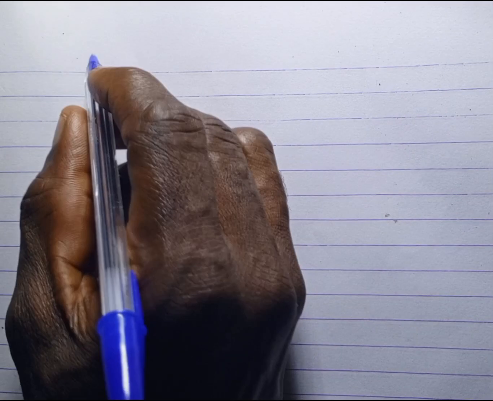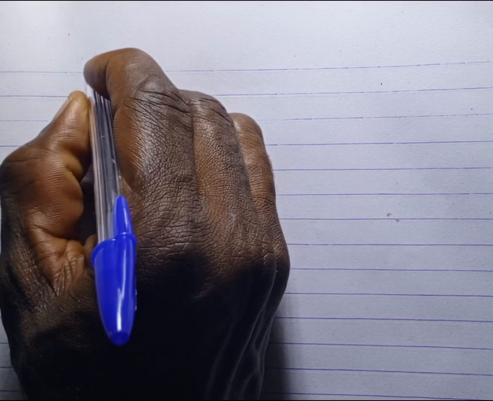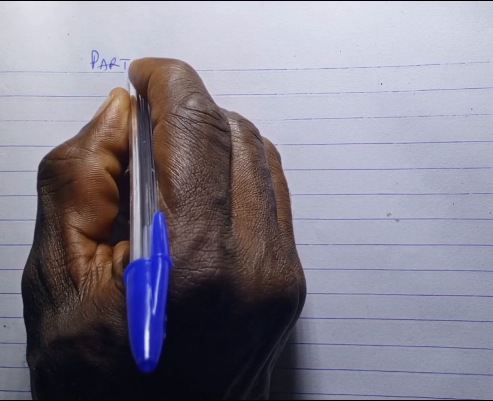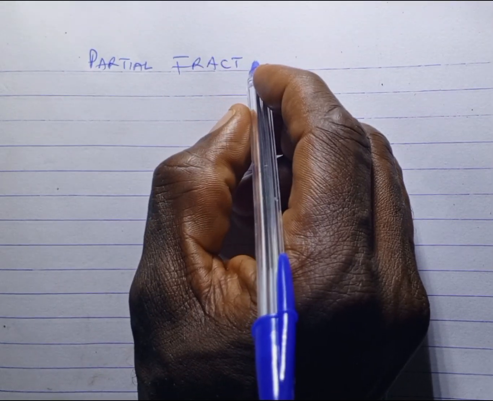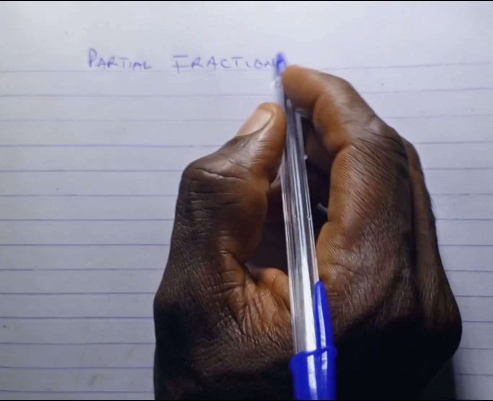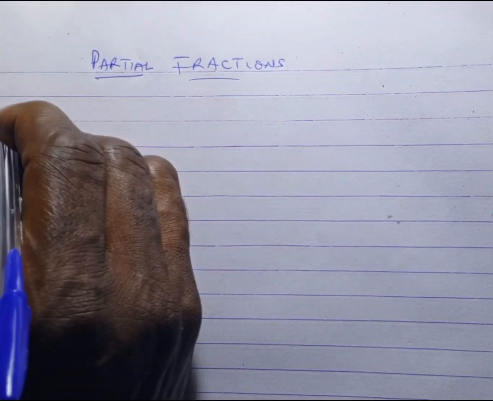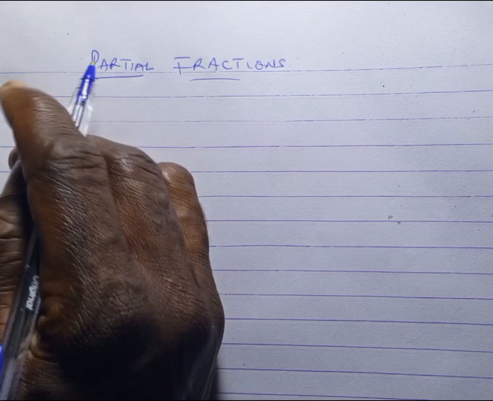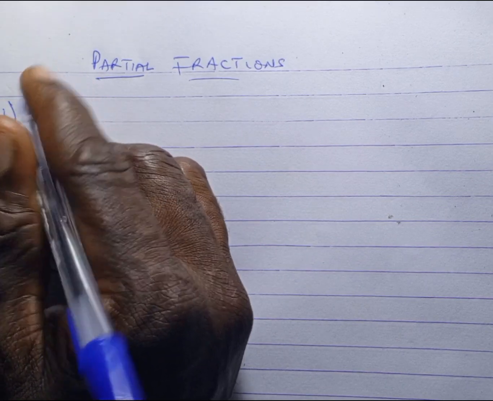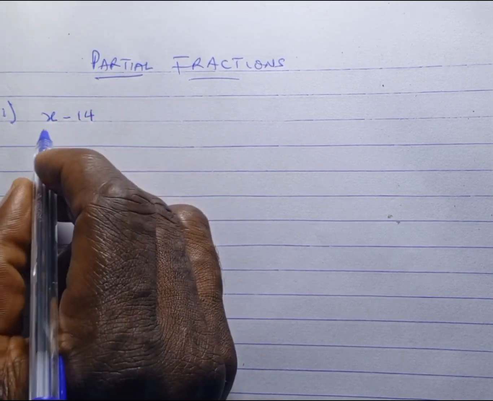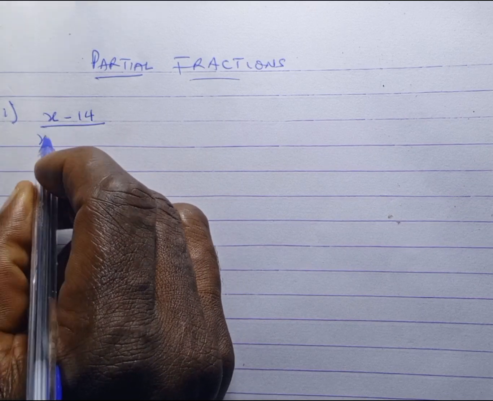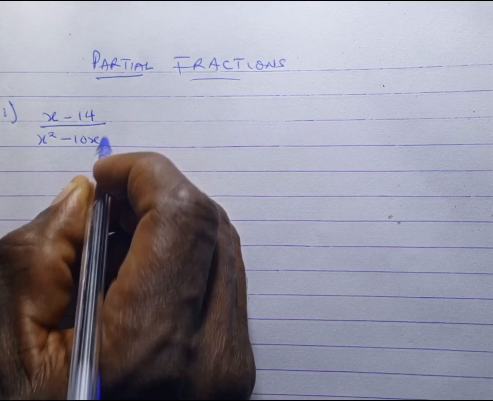Now today we want to continue on partial fractions. And I want to solve one example. Now this one says (x minus 14) all over x squared minus 10x plus 24.